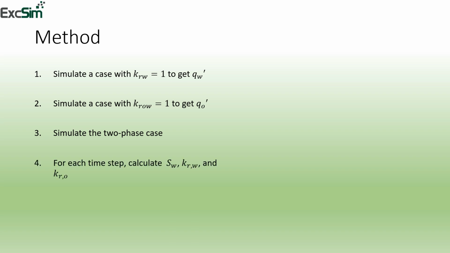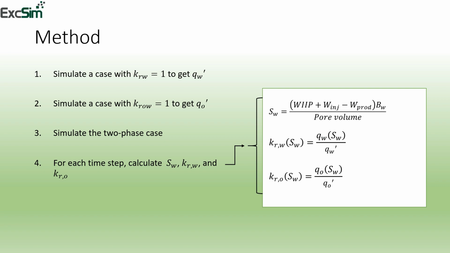And then for each time step in that simulation, you calculate the water saturation and the relative permeability to water and the relative permeability to oil. And the way you calculate the average water saturation in the model is by adding up the water initially in place, the volume, plus the injected water volume, minus the produced water volume, times the average formation volume factor divided by the pore volume of the model.